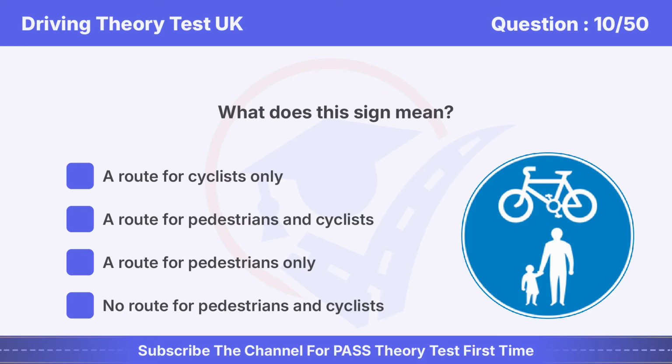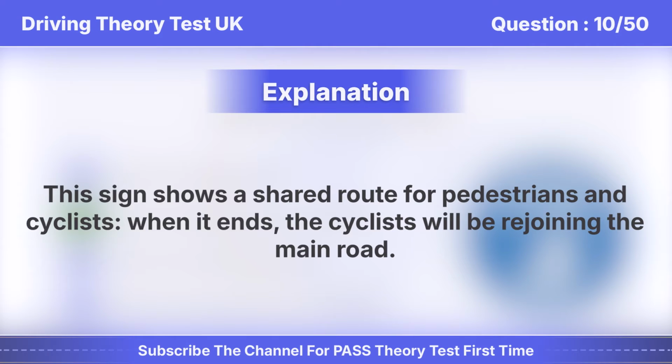Question 10. What does this sign mean? Answer is B. A route for pedestrians and cyclists. This sign shows a shared route for pedestrians and cyclists. When it ends, the cyclist will be rejoining the main road.